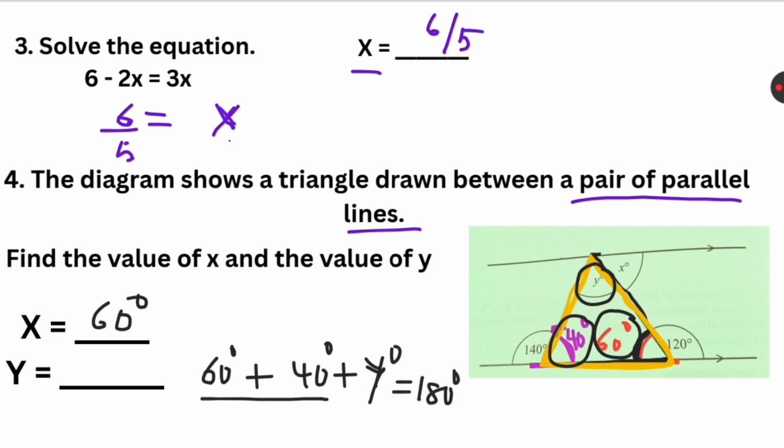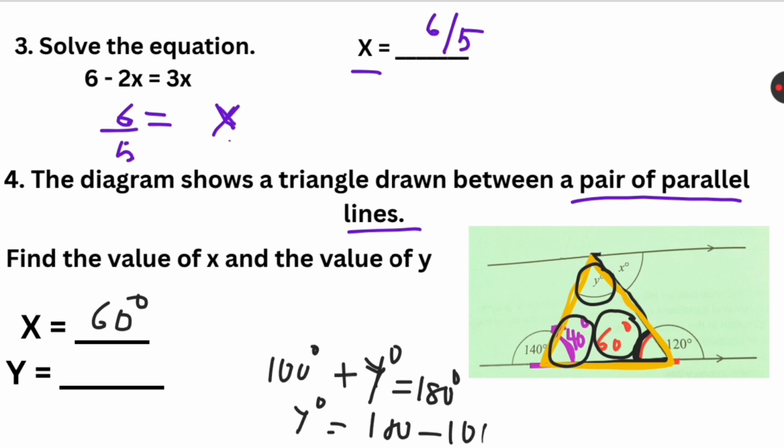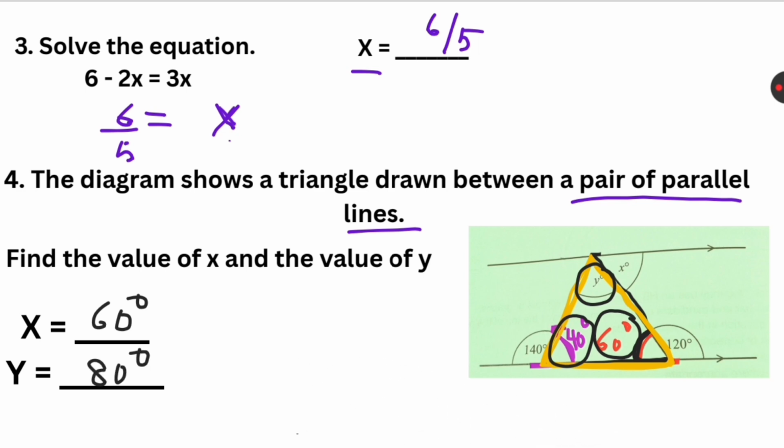So 60 plus 40 is 100. 100 plus the y angle is equal to 180 degrees. The y angle is 180 minus 100, which gives 80 degrees. So the y angle is 80 degrees. Like this we can simply find the angles. Let's go to the next question.